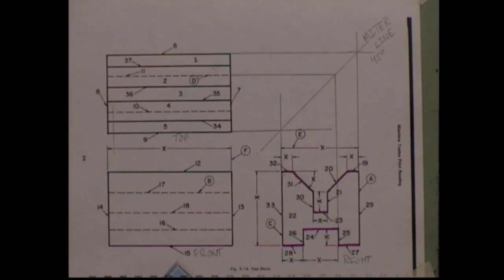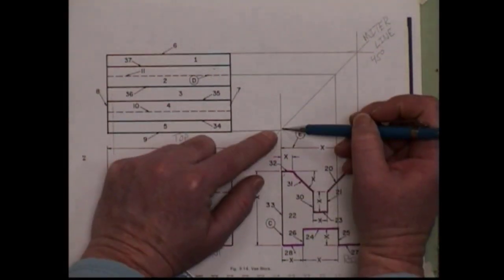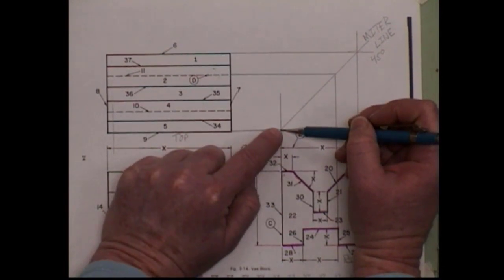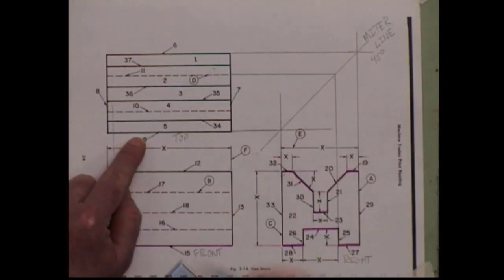Number 3, line 33 in the side view is what line in the top view? Again, we've already drawn that miter line, so we're bringing it up and straight over. We see already that that's number 9.